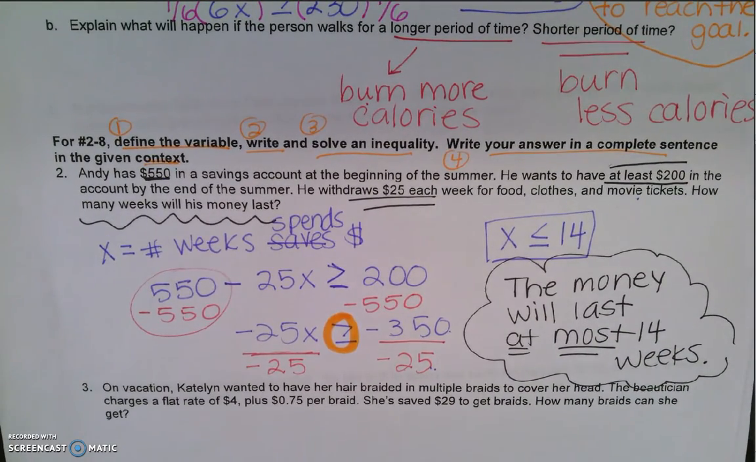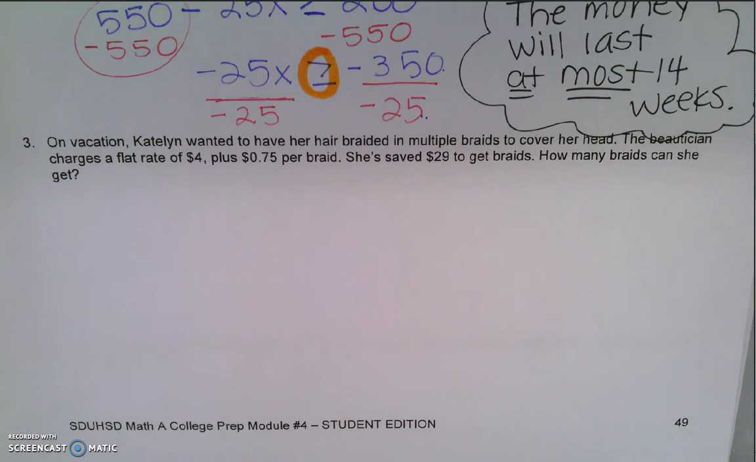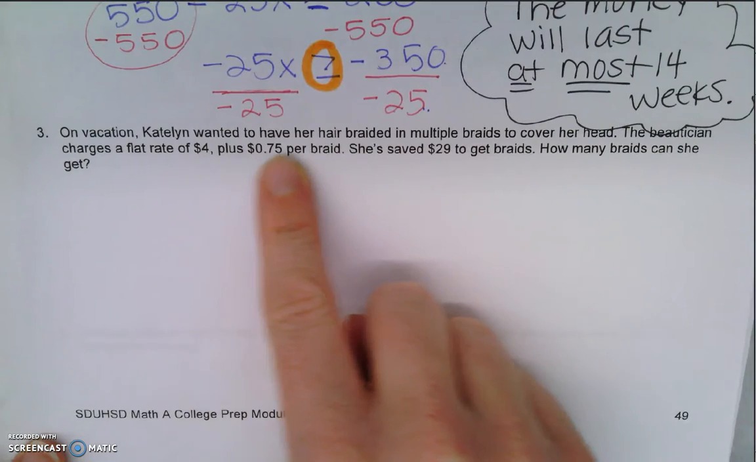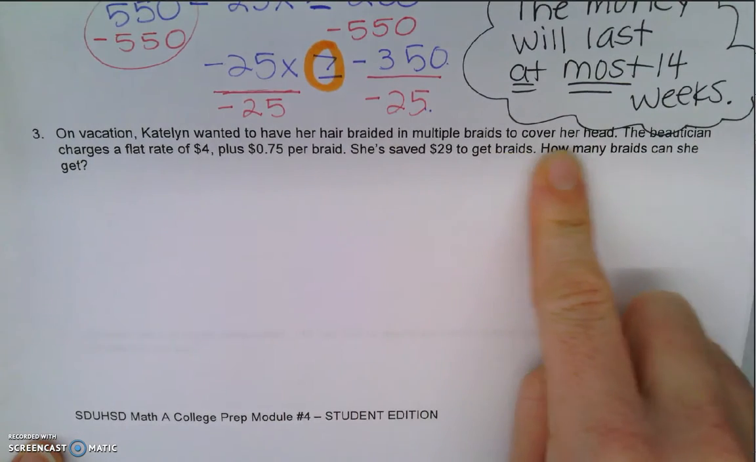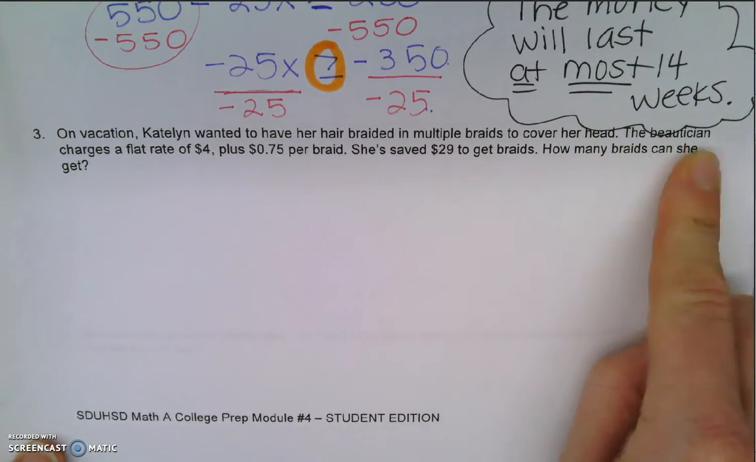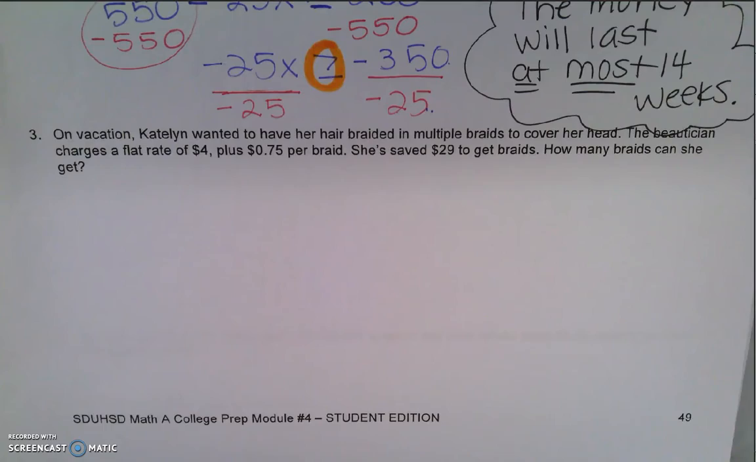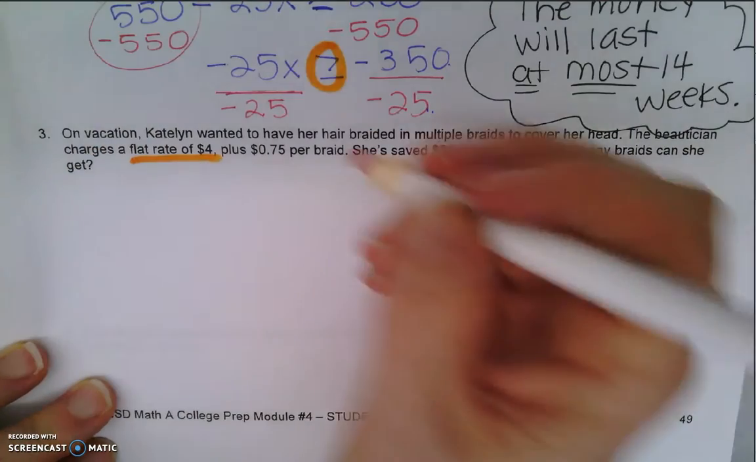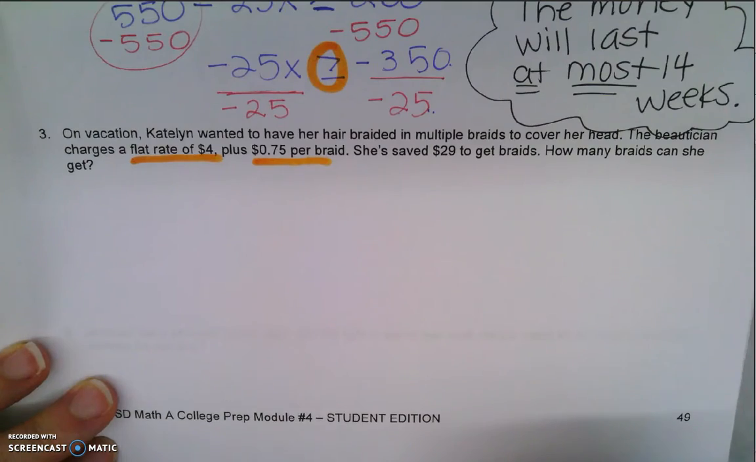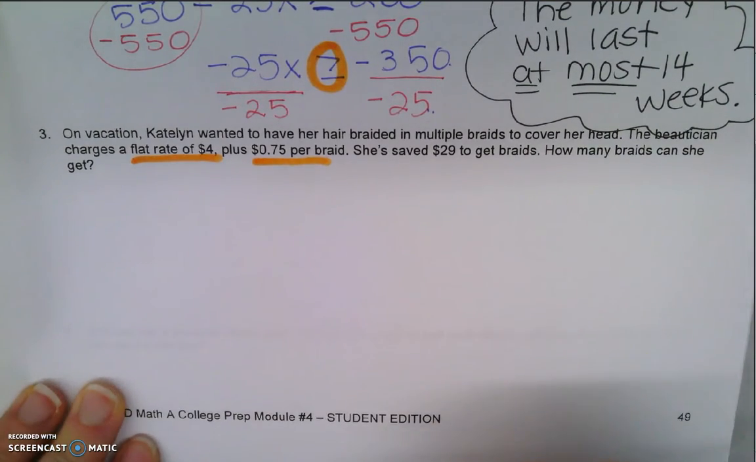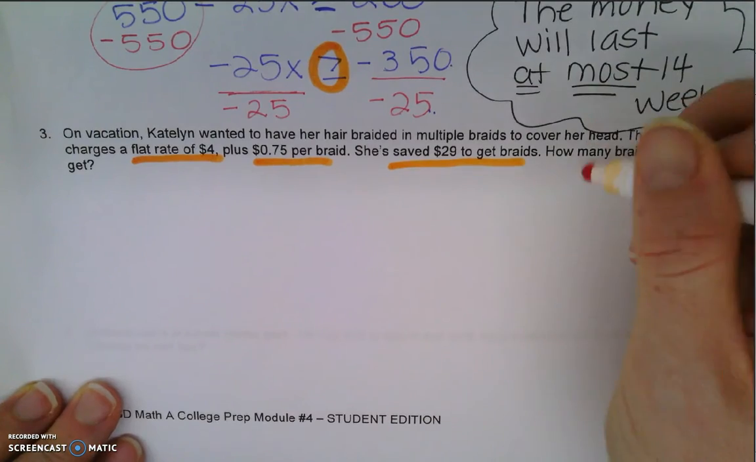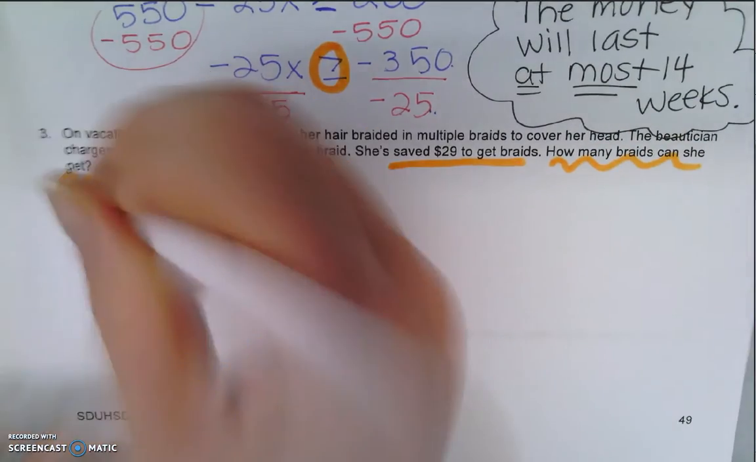Excellent job. Let's move on to number 3. Okay, let's read number 3 together. On vacation, Caitlin wanted to have her hair braided in multiple braids to cover her head. The beautician charges a flat rate of $4. That's important, flat rate of $4, plus 75 cents per braid. Underline that. She saved $29 to get braids. How many braids can she get?